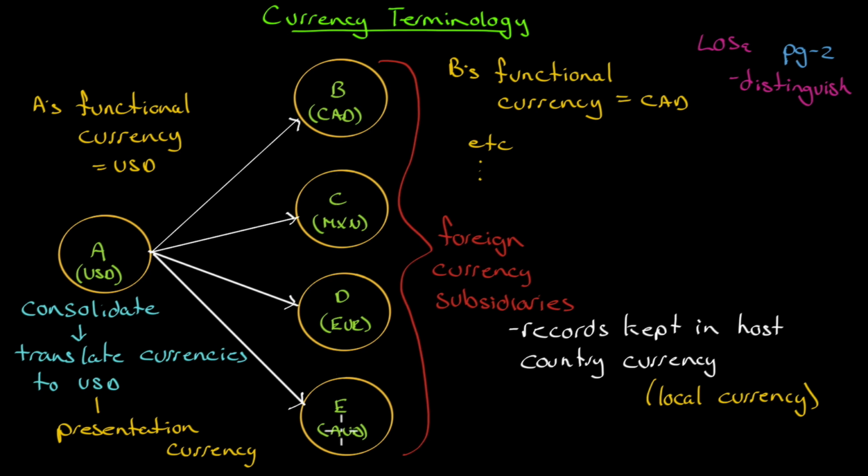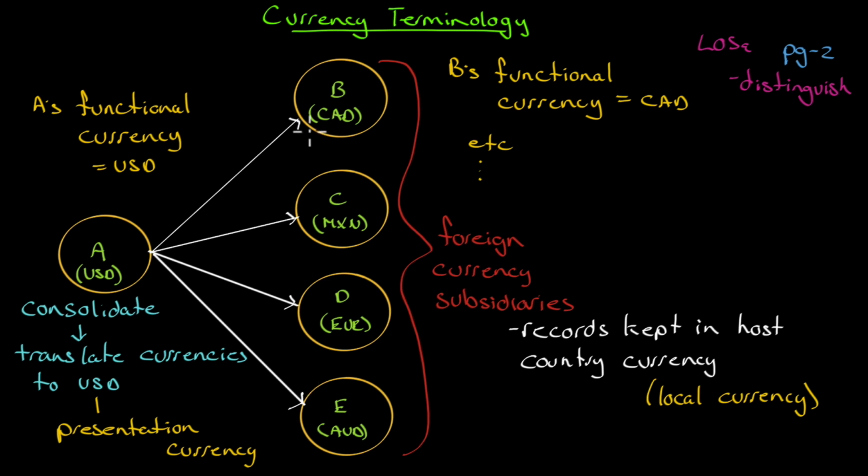So we can see the issue right here. If the books, the balance sheet and the income statement for B, C, D, and E are in Canadian dollars, pesos, euros, and Australian dollars, well, how do we express that in US dollars? There has to be some exchange rate that's used. But the question becomes, well, which exchange rate do you use?